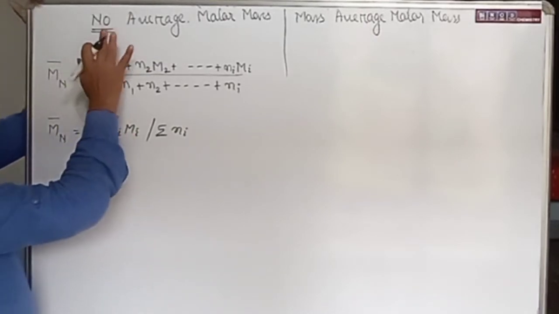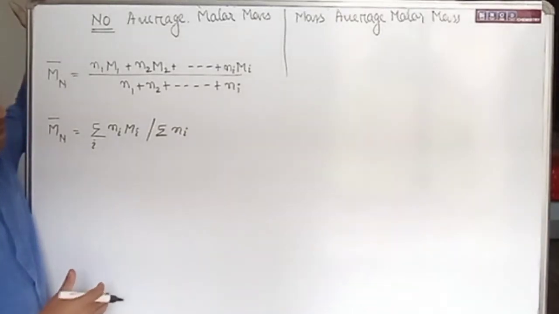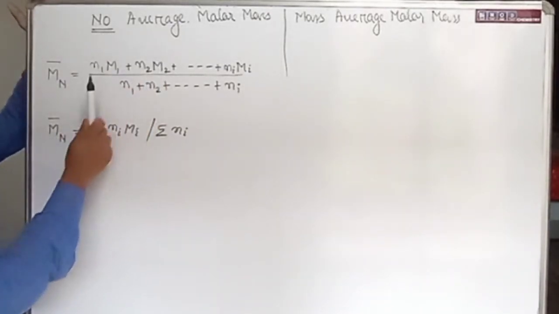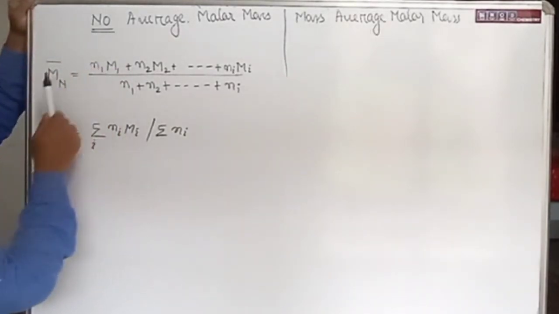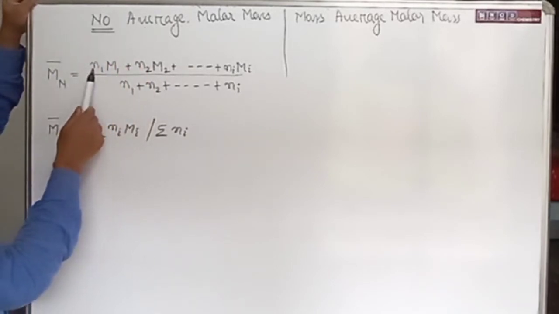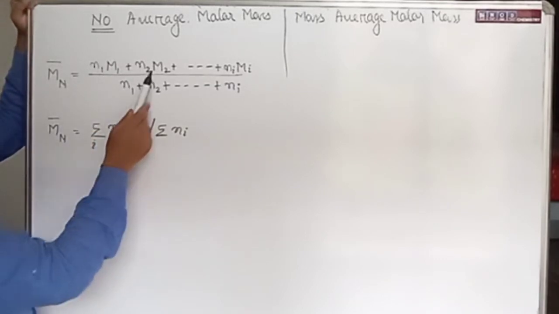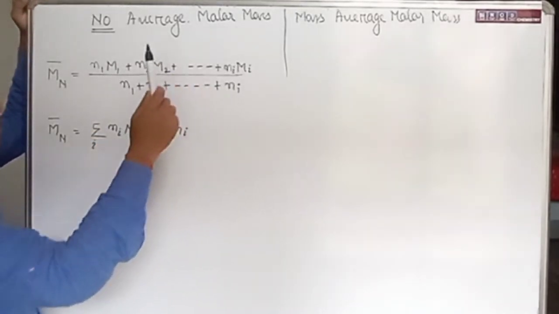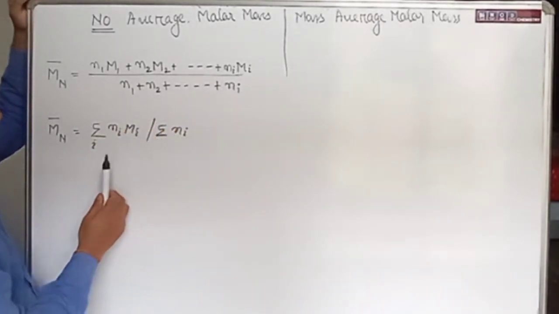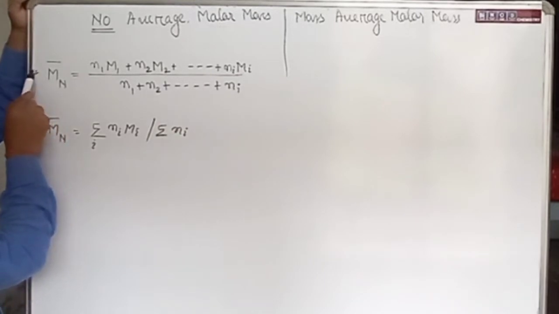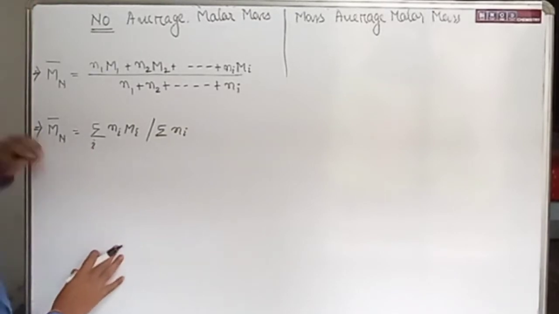Since there will be many molecules at the termination stage, the polymer's molar mass has to be calculated either by number average molar mass or mass average molar mass. To find the number average molar mass, n1 molecules have molar mass M1, n2 molecules have molar mass M2, and similarly for i molecules, molar mass is Mi, and you average out with the total number. So here is the expression, representing the number average molar mass, and here is the simplified expression.